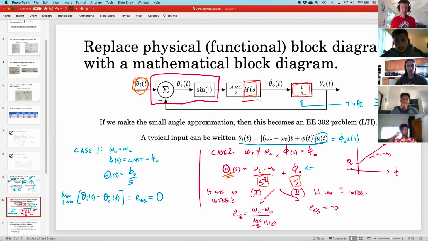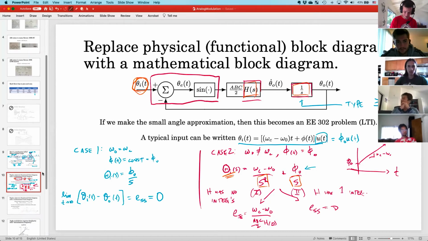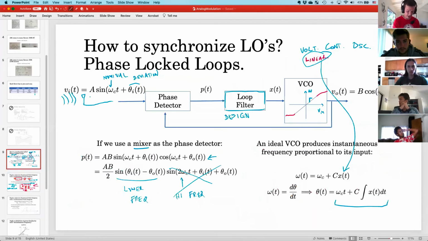My question got answered though. Okay, thanks. It was somewhere in there in that word salad. Okay, sweet. I have a question about the second block. What are A, B, C, just concepts from H of S? So A was the input amplitude, B was the output amplitude, and C was the slope of your VCO. Okay, gotcha. Thank you.